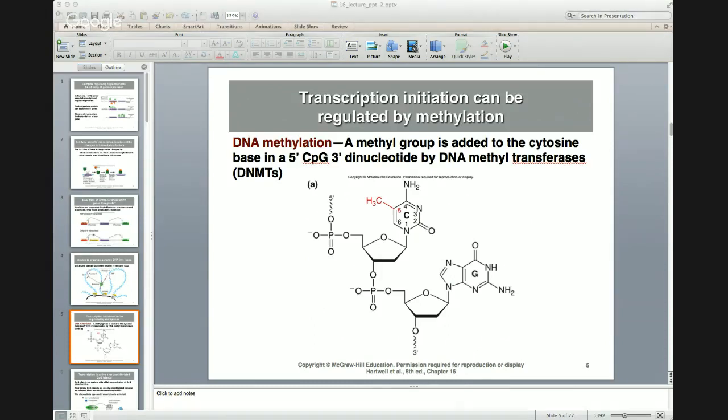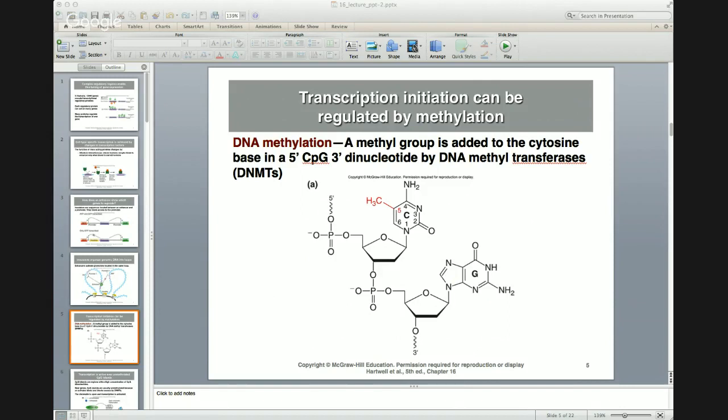Okay, so transcription initiation can be regulated by methylation. And DNA methylation is where you have a methyl group, and that's highlighted here in red, CH3. Our biochemists in the class should know that.